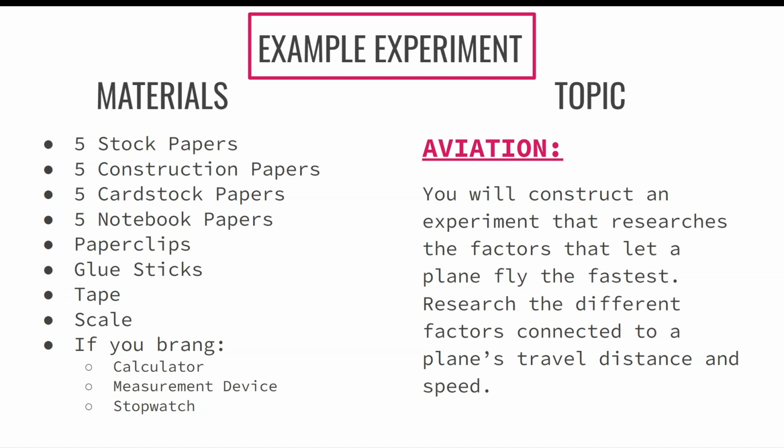You will construct an experiment that researches the factors that let a plane fly the fastest. Research the different factors connected to a plane's travel distance and speed. So it gives us two main objectives. It asks for fastest and distance and speed. So distance and speed, that's mostly reliant on our stopwatch, and then fastest is mostly reliant on also our stopwatch. And for distance, we do have a measurement device to figure that out, but we will be using our stopwatch as a majority of this experiment.